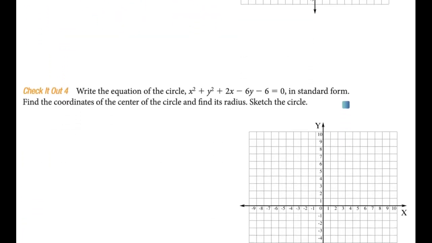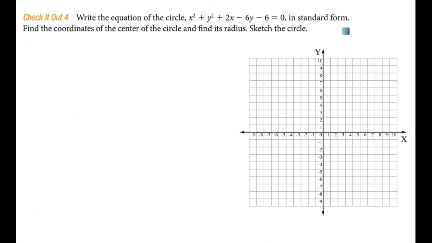And now we're going to go on to a check it out. So I'm going to pause here and have you answer this in the Edpuzzle. You can't show me your graph, but I will show you what it should look like. Just write your answer and put it in standard form for yourself. I want to know what (h, k) equals and what r equals. So it asks you to find the coordinates of the center of the circle and find its radius. So I'd like you to say (h, k) equals blank. So tell me what that is and tell me what the radius equals. All right, good luck.